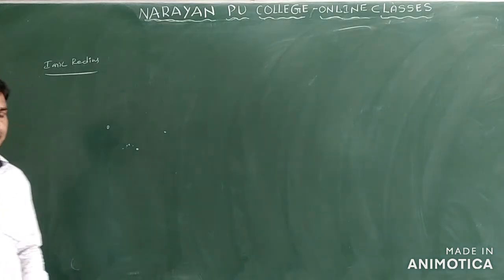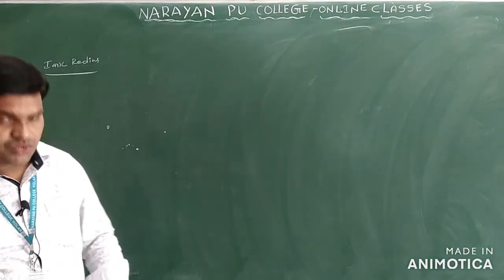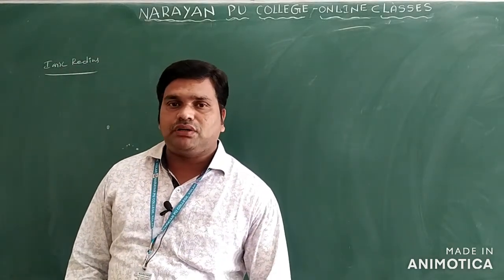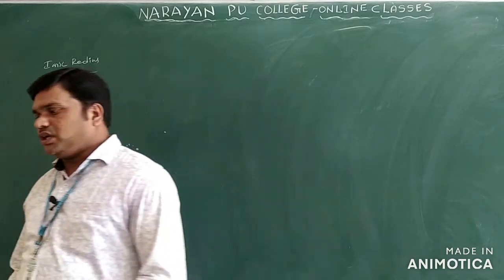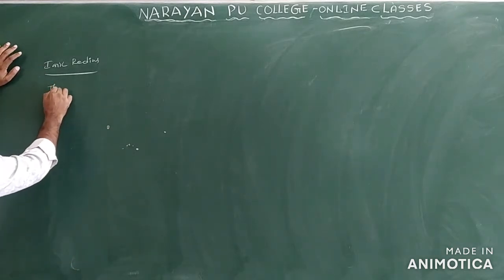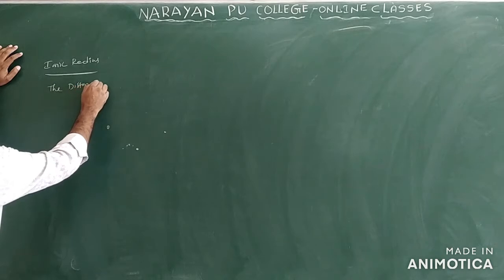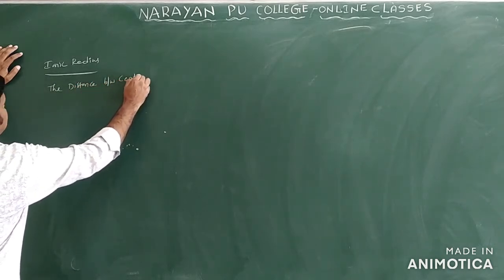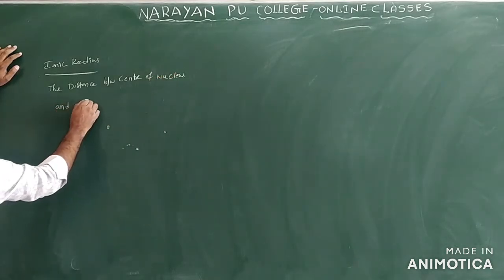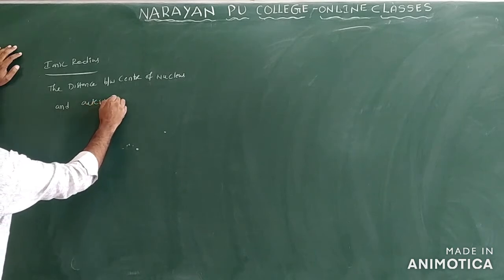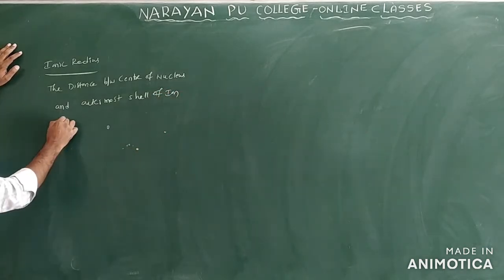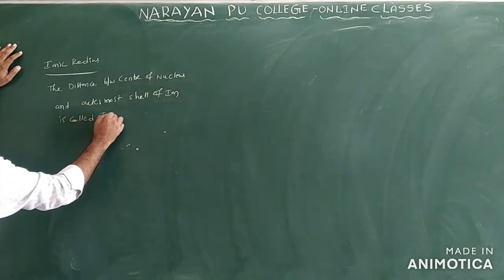The next concept is ionic radius. Up to now we discussed atomic radius. So what is ionic radius? It is the distance between the center of the nucleus and the outermost shell of the ion. This distance between the center of the nucleus and the outermost shell of the ion is called ionic radius.